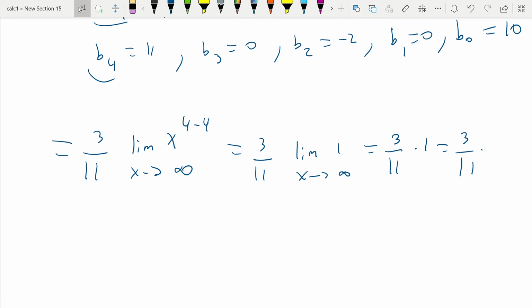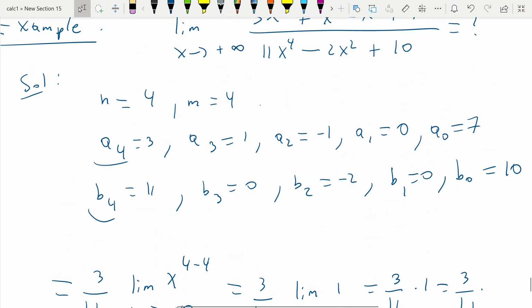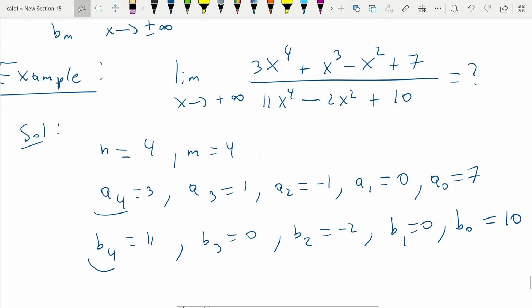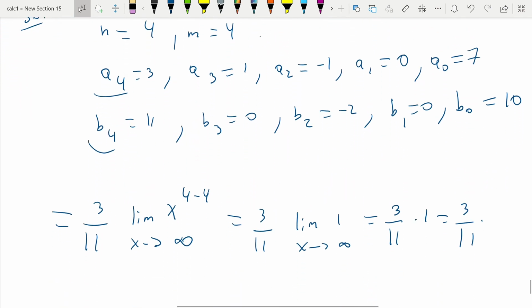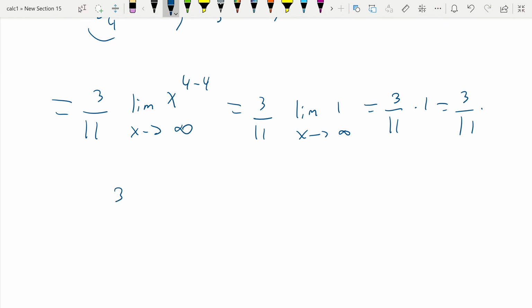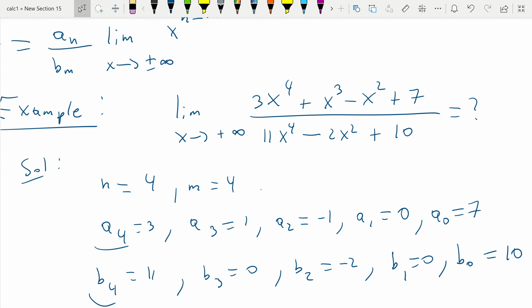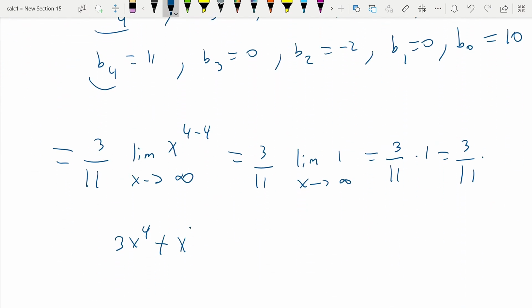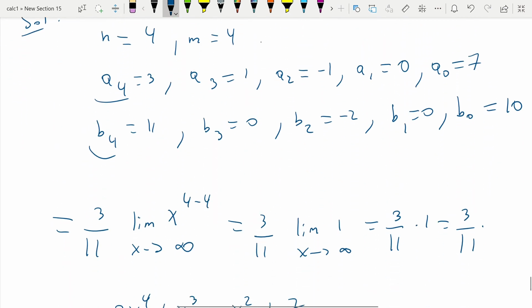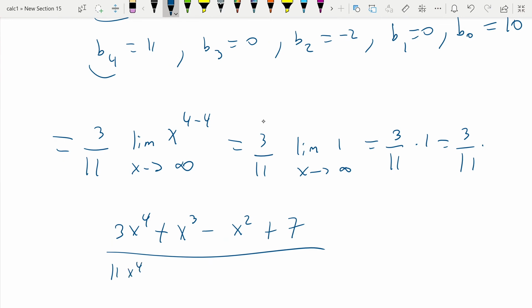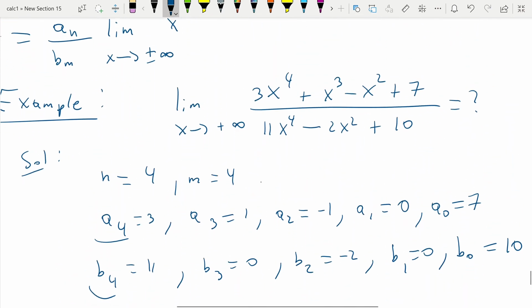If you want to find out why this works this way, we can look at the same example, and instead of appealing to the theorem, we can try to do it by hand. So we have 3x^4 plus x^3 minus x^2 plus 7, all of that divided by 11x^4 minus 2x^2 plus 10.